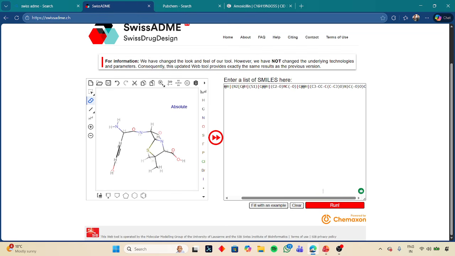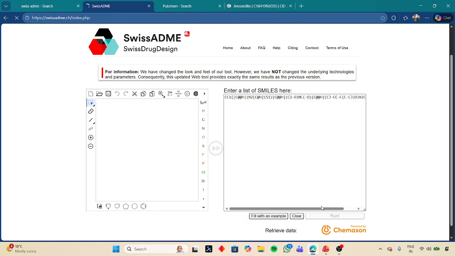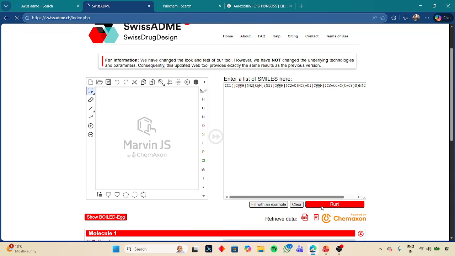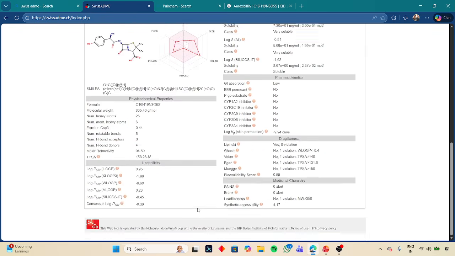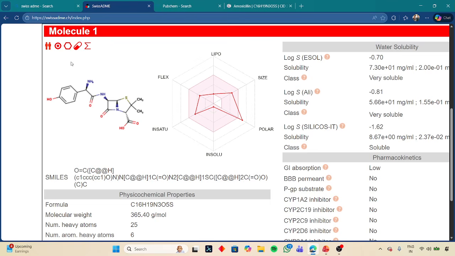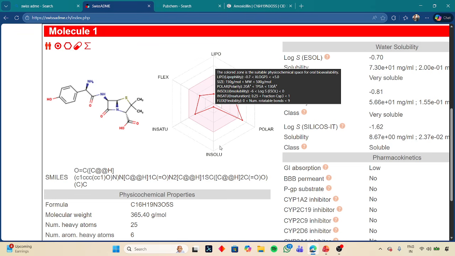After that, you have to click on run and it will take some time. Then we can analyze all the properties of the drug molecule. Here is the drug molecule amoxicillin. Now you can see completely this is your amoxicillin drug structure, and this is the bioavailability radar.